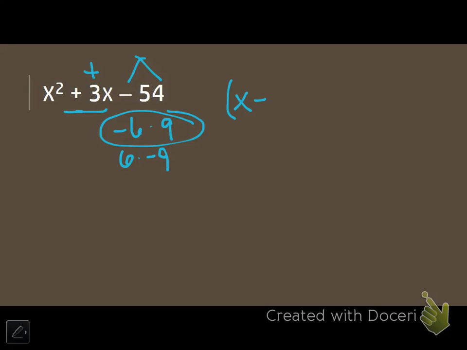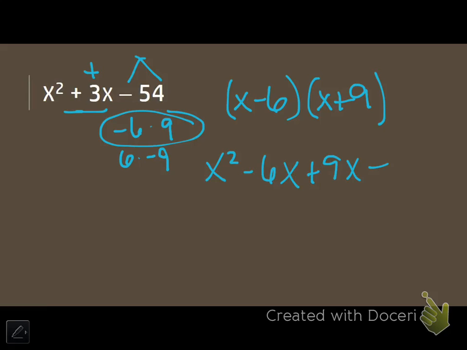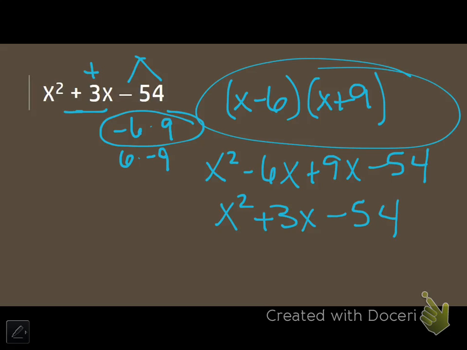So I'm going to write x minus 6, because it's a negative 6, times x plus 9. And then you're going to check your answer. So you'd get x squared minus 6x plus 9x minus 54. So x squared plus 3x minus 54, which is what we have. So there's my answer.